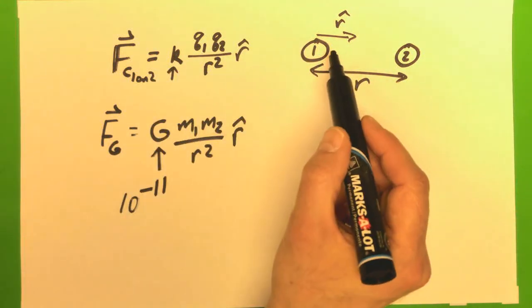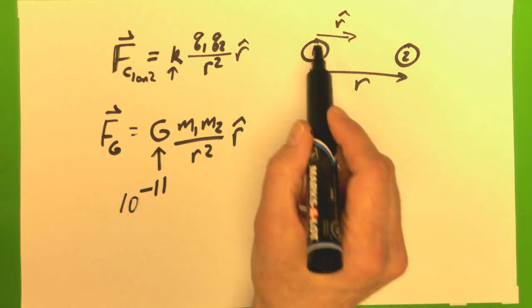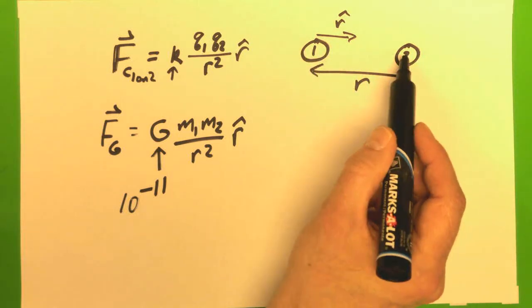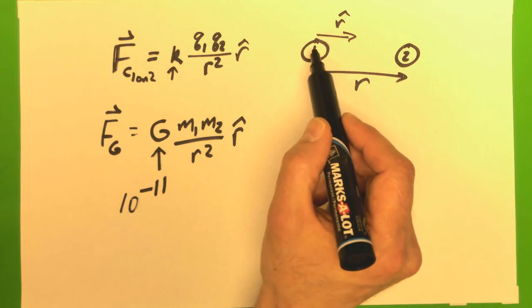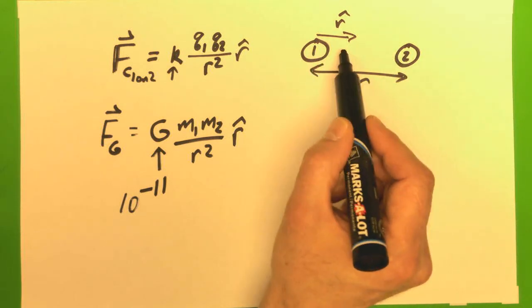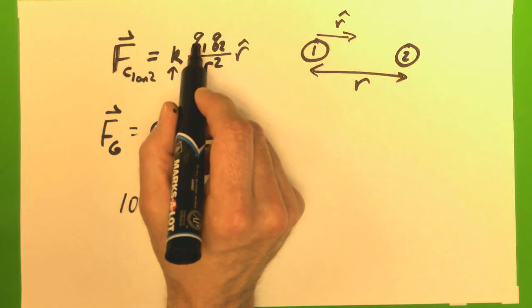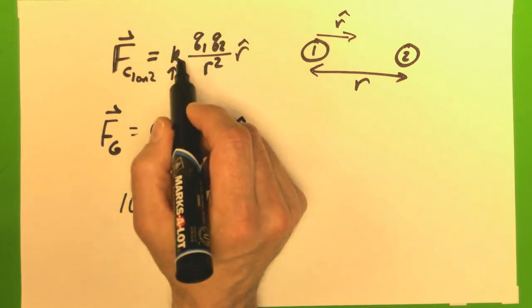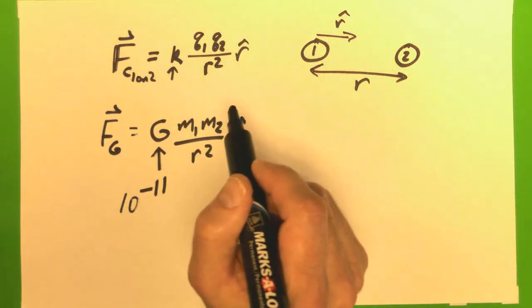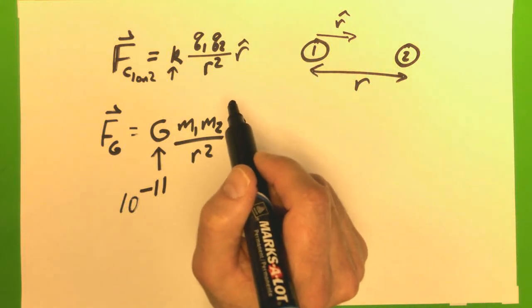Now we also know that opposite charges attract. So if one of these is positive and one of these is negative, the force ought to be towards them. So the force on 2 by 1, if they're opposite charges, should be in the negative r hat direction. Let's just say Q1 is negative and Q2 is positive. Well, then we get an overall minus sign that does agree with that attraction that we've observed.